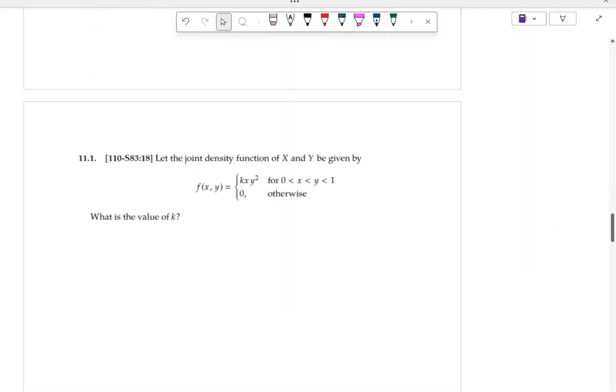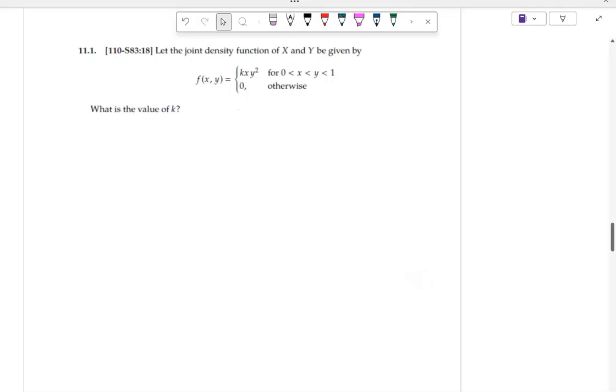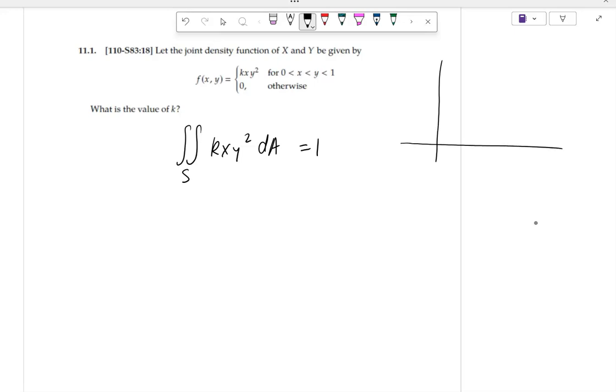Let's do the next one because it gives us a little bit of a sampling of writing things as a double integral. In this case, we've got continuous random variables x and y. I don't know what the k is. What do we need to set up in order to figure out what the k is? The double integral over the sample space of our joint PDF has to equal 1.